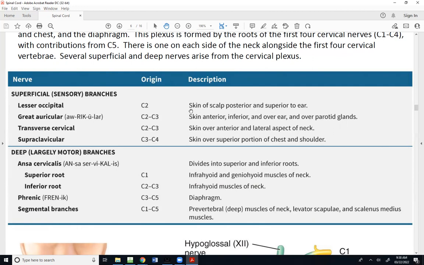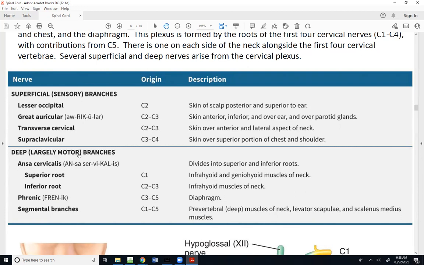As far as innervation goes, the lesser occipital is going to innervate the skin of your scalp on the posterior side of your head and superior to your ears. In other words, if you rub the back of your head and you feel that rubbing, you're stimulating your lesser occipital nerve. Some of these are more specifically related to sensory function, in other words, transmitting the sensation of touch or itch or tickle.